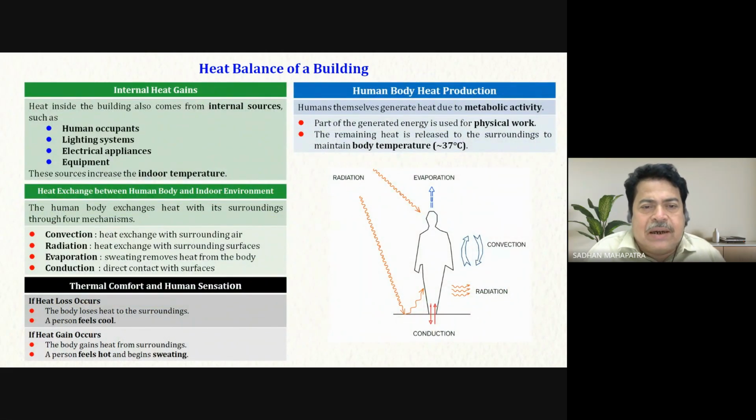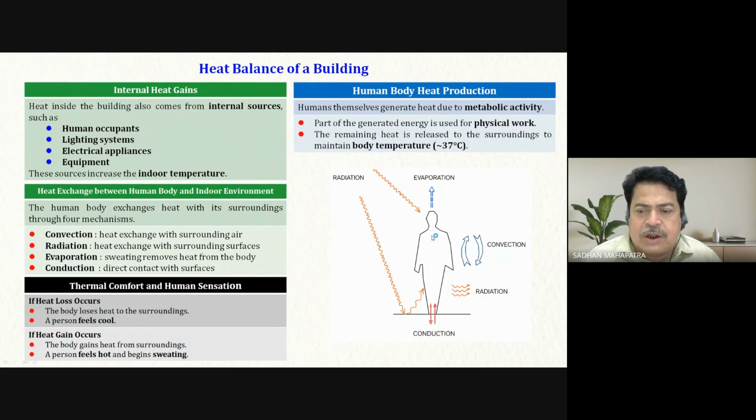Now, if you look at the internal heat gains, the heat inside the building also comes from internal sources, like human occupants, lighting systems, electrical appliances, and equipments, and all these sources increase the indoor temperature. So that is also heat gain. Now, heat exchange between the human body and the indoor environment, because the human body exchanges heat with its surroundings through four mechanisms: convection, radiation, evaporation, and conduction. Now, if you look at this particular photograph, this is a person. So there can be conduction when we are touching the floor.